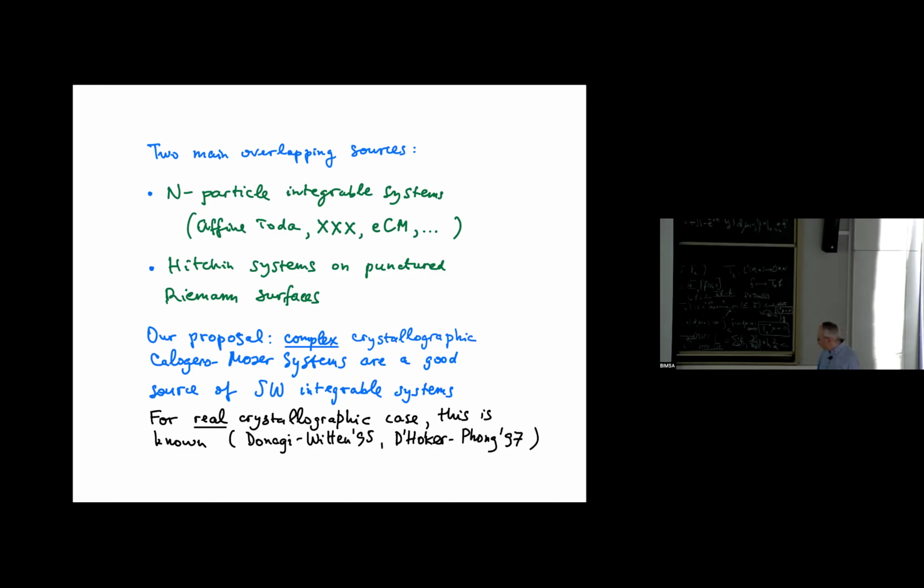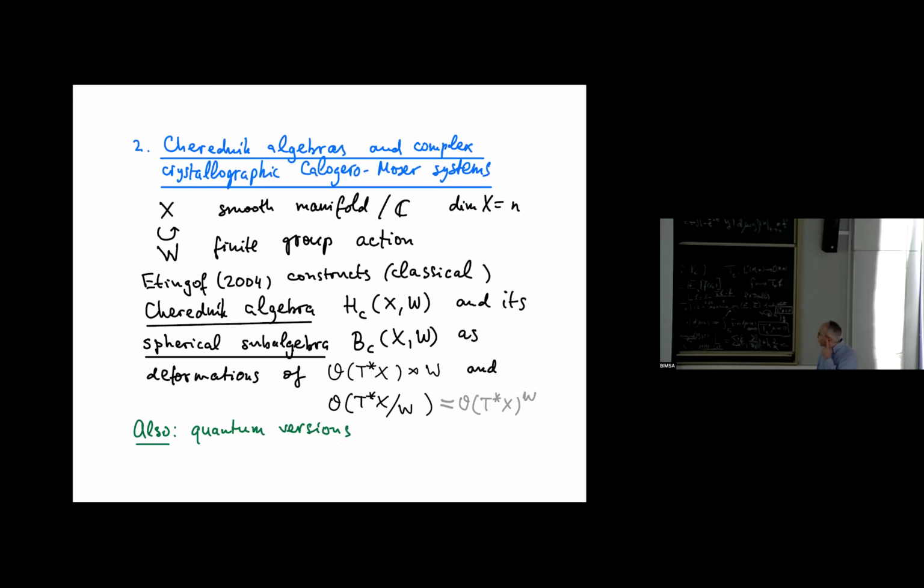And so our proposal is to go beyond, to these complex crystallographic groups. And the underlying structure here is the Cherednik algebra, sometimes called global Cherednik algebras. So this is due to Etingof, who introduced them in the following context.